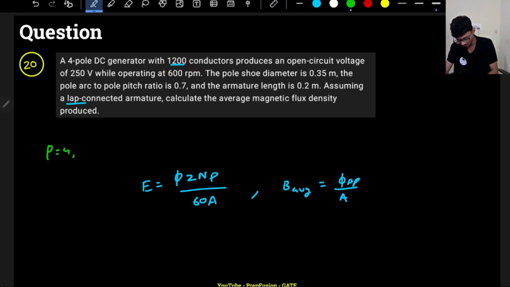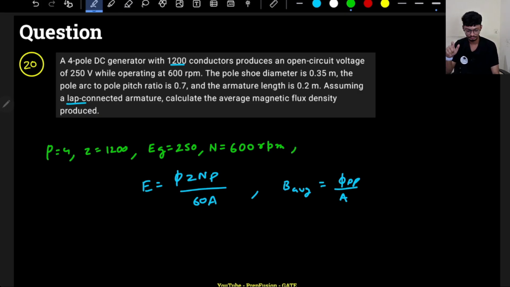So P is 4, Z is 1200, open circuit voltage EG is 250, your speed is 600 RPM. The pole shoe diameter, right?